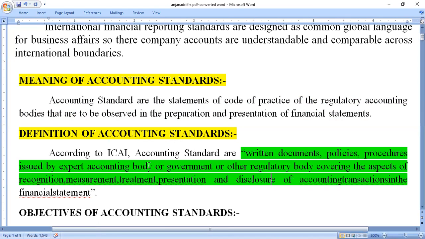The definition says accounting standards is nothing but written documents, that is, documents in written format regarding accounting policies and accounting procedures, either for a single entry system or a double entry system. Each and everything is issued by an expert accounting body, which is nothing but the ICAI, the Institute of Chartered Accountants of India.